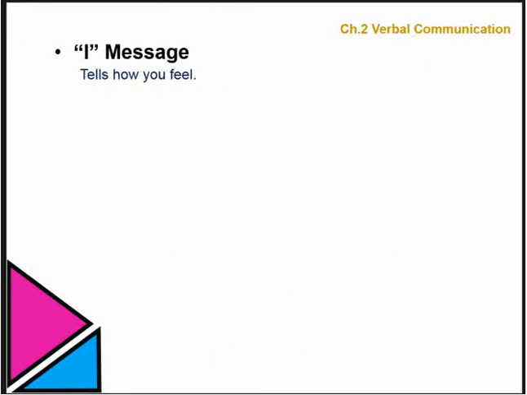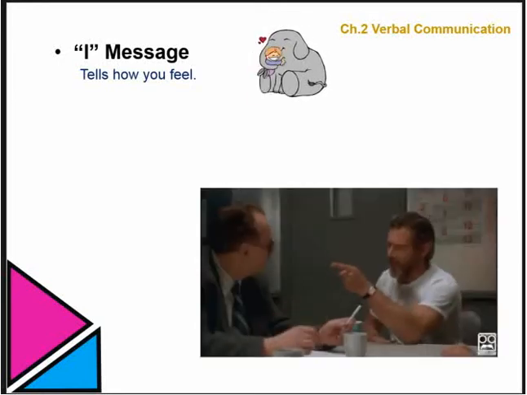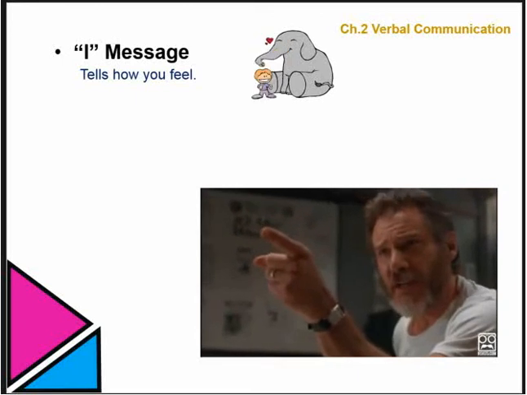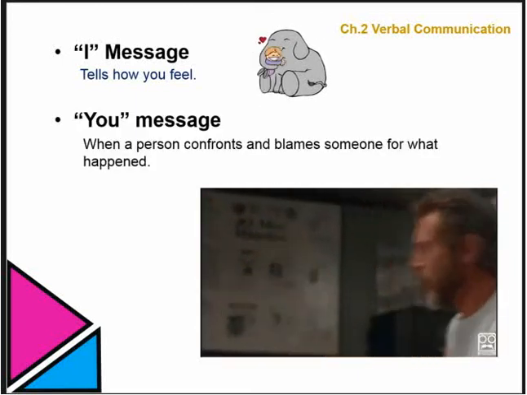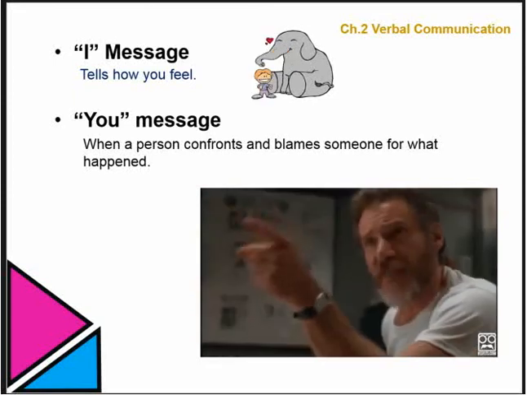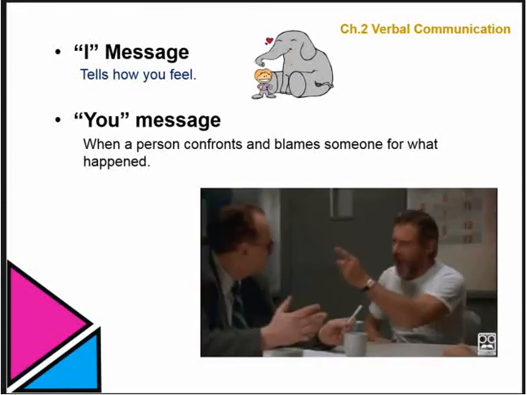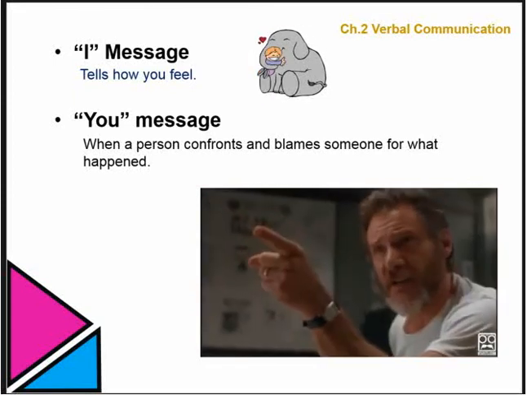Right, in communication, you get both an I message and a you message. Well, what is an I message? Well, an I message is how you feel. I'm happy to see you. It's a nice way to communicate. And then you get what is shown here, a you message. And that is when a person confronts or blames someone. You made me feel angry. That's a you message.